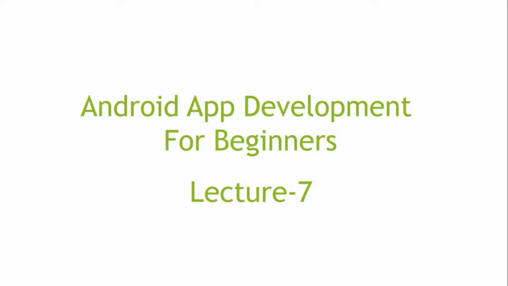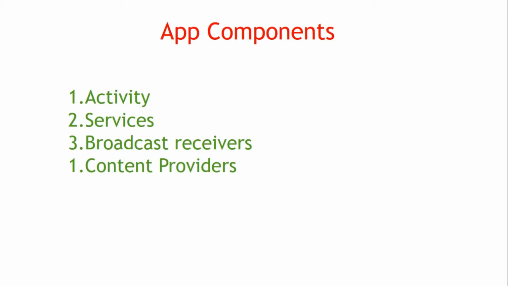In this video, we will learn about the 4 most important components of an Android app. These components are activity, services, broadcast receivers, and content providers. An app must contain one of these components. The app may also include all these 4 components, but at least one of these components is necessary.